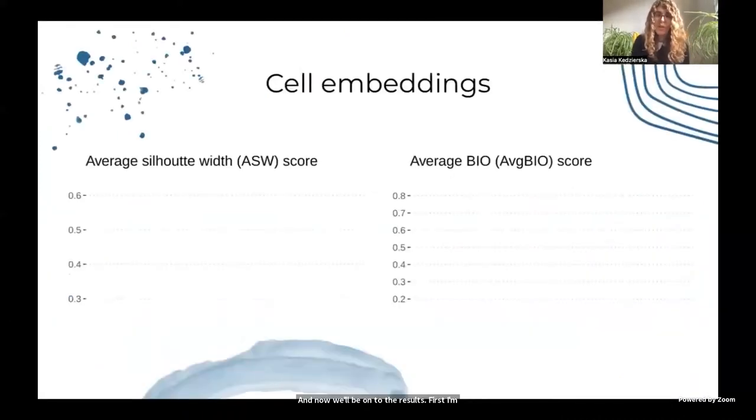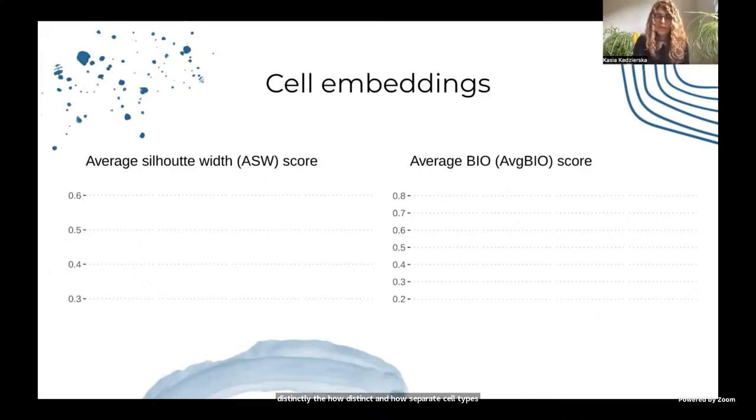First, I'm going to talk about how well the cell embedding space separates the cell types. And for that, I will use 2 scores: average silhouette width and average bio scores. Silhouette score is going to tell us how distinct and how separate the cell type clusters are in the cell embedding space.